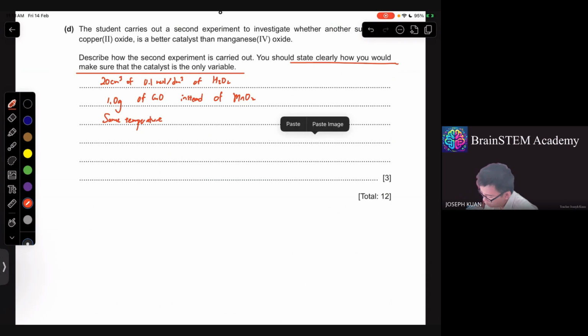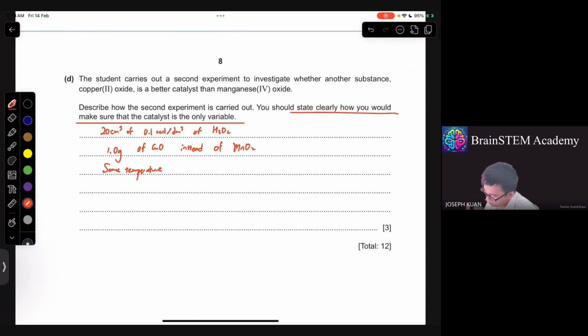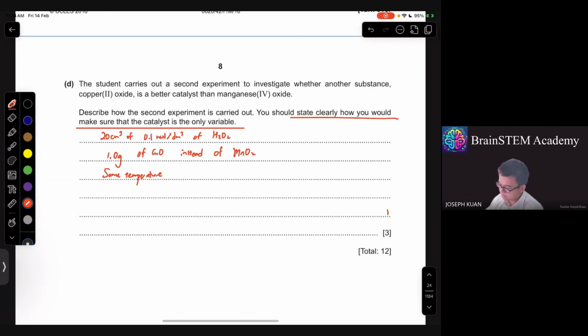They didn't say how to prove, so I guess that's it. Yeah, you're just stating all the control variables, which is 3 marks in total. Let's move on.